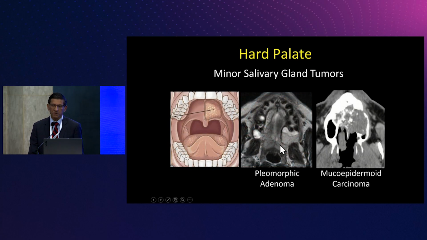Now, there are other tumors that can involve the hard palate. As I mentioned before, you can have these minor salivary gland tissues, these minor salivary gland rests. They have a specifically higher likelihood of occurring in the hard palate than just about anywhere else in the head and neck, within the oral cavity, I should say. So as a result, you can have tumors such as pleomorphic adenomas involving the hard palate, and this is an example of a mucoepidermoid carcinoma.